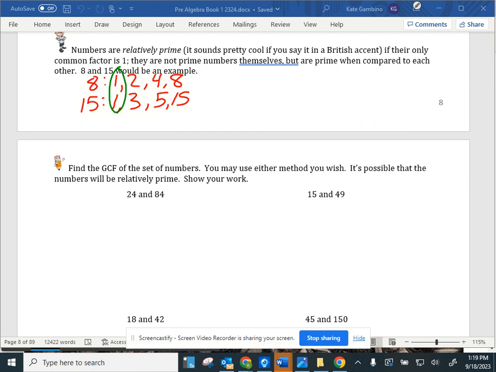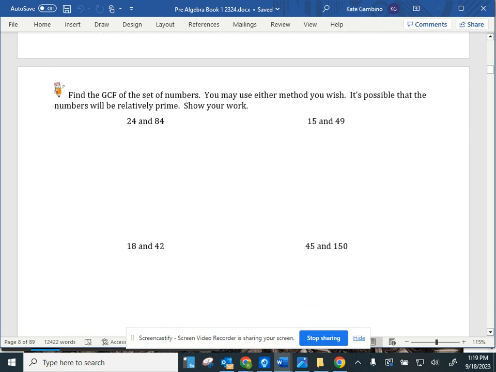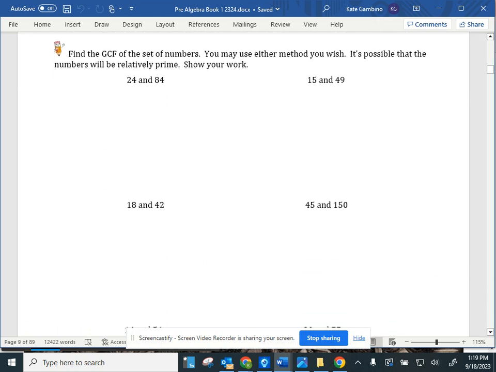So for our work today, find the greatest common factor of the set of numbers. You may use either method that you wish. It's possible that the numbers will be relatively prime. You must show your work. You can't just look at it, do the math in your head, and put down what the greatest common factor is. You have to show the method you used and show how you got the answer. So even though you might be able to figure it out in your head, show the work. Show which method you're doing.